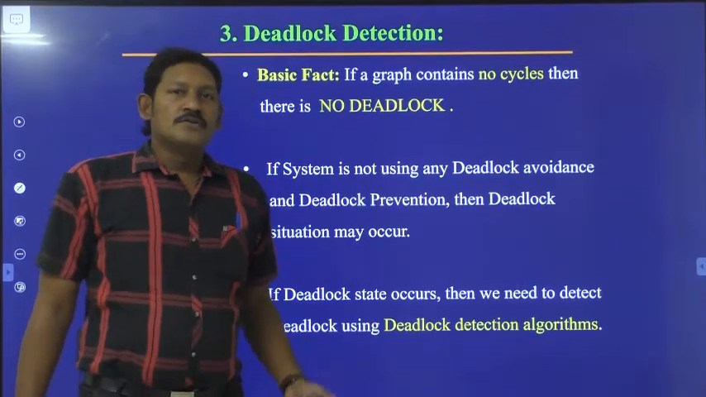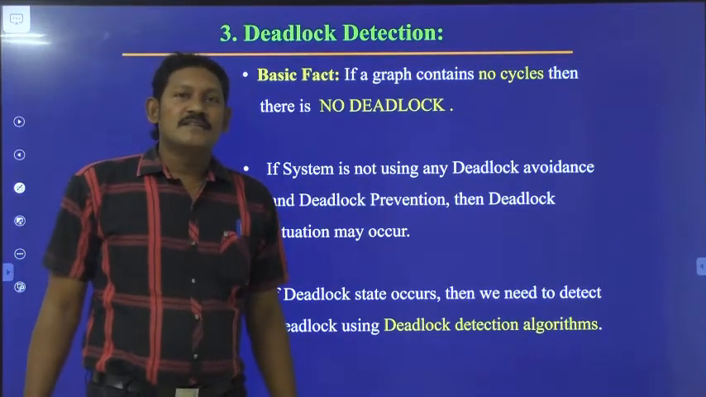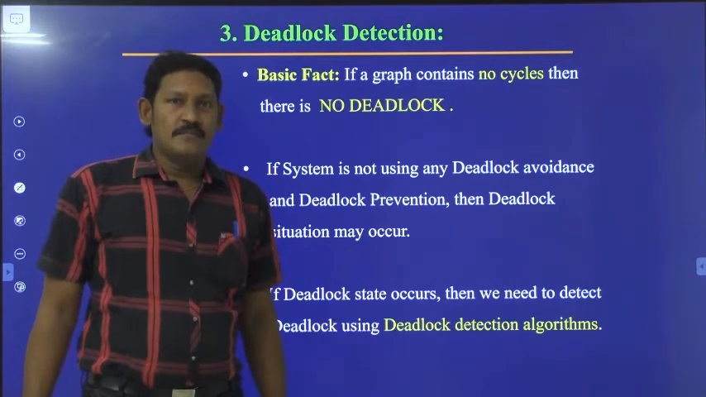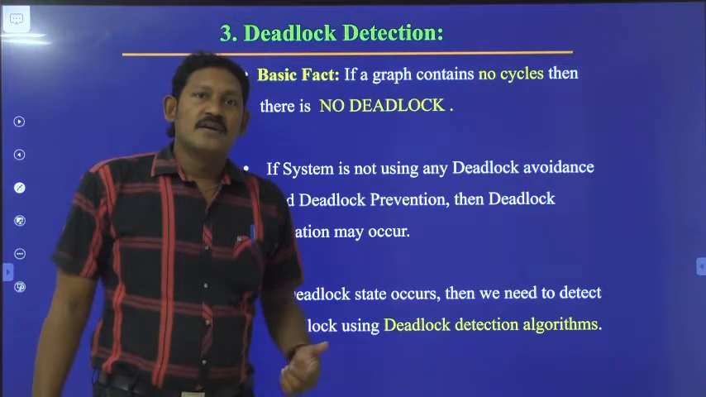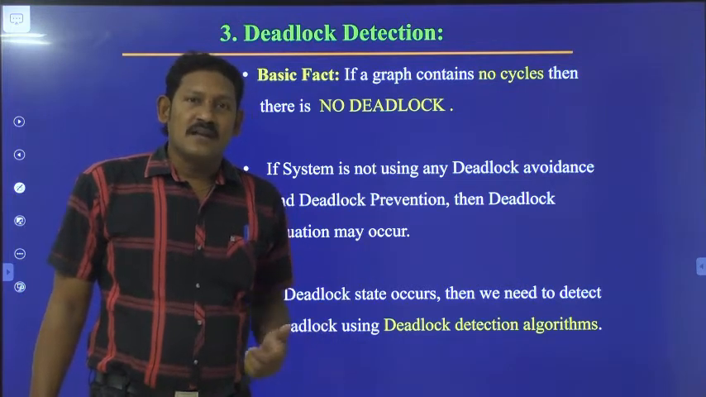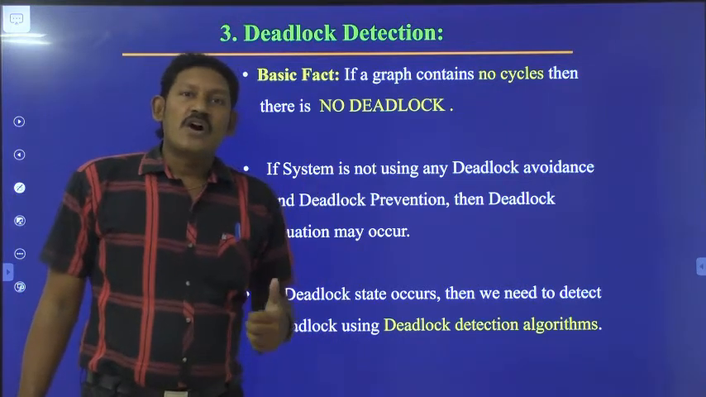Hello everyone. In this session we will discuss deadlock detection. In the previous class we discussed deadlock avoidance, for which we used Banker's algorithm. Now we will discuss deadlock detection.